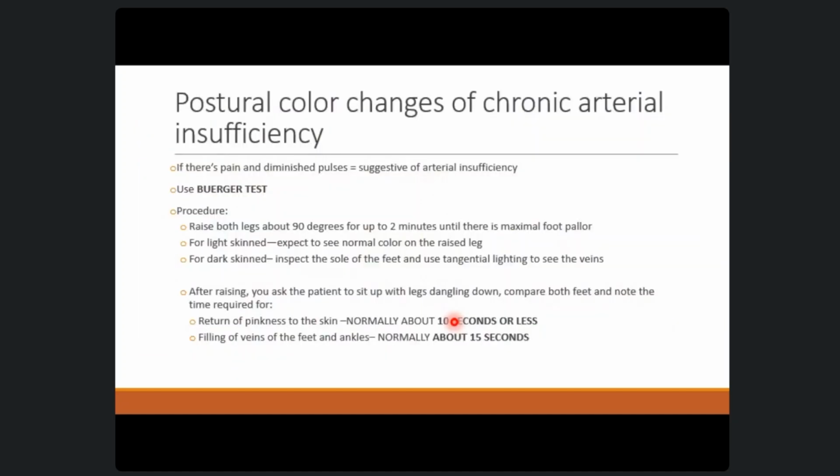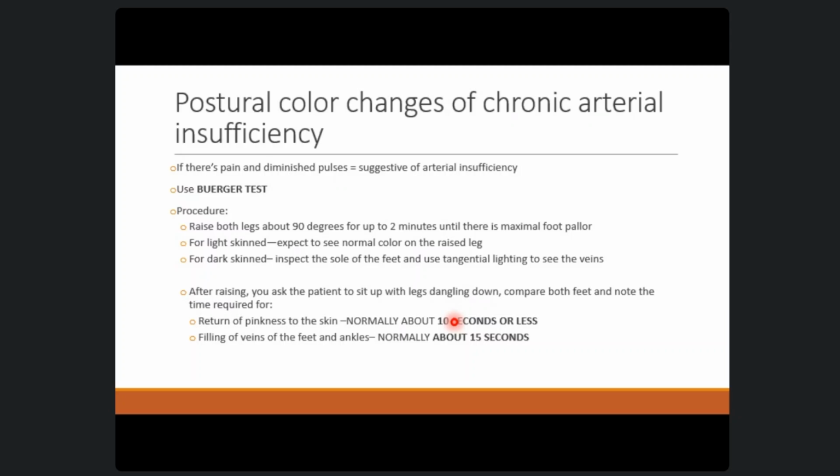Ah, ito, sorry, meron pa pala. So, the postural color changes of chronic arterial insufficiency. So, actually, this is new as compared to the previous one. So, you have at least 3 ata na bago. So, you have Buerger's test.